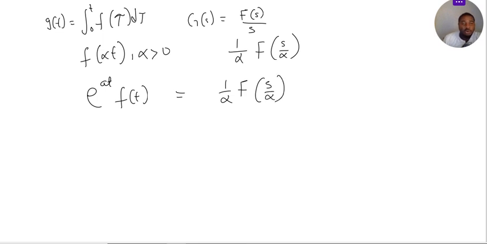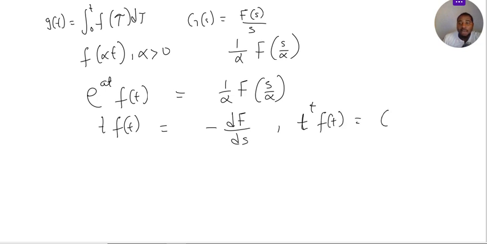Then some other common ones you will see: if you're giving t f of t to transform, after that transform you're going to get df upon ds. Similarly, if you're giving generally t raised to power k, f of t, then this should be generally minus 1 raised to k, d k f of s, upon ds raised to power k. So we can use it to get the value here.